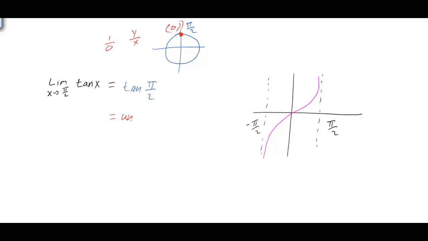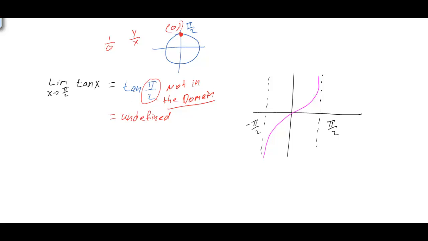So here, we're not able to use direct substitution because it's undefined. That means we'd have to use some other technique. In other words, pi over 2 is not in the domain of your tangent.